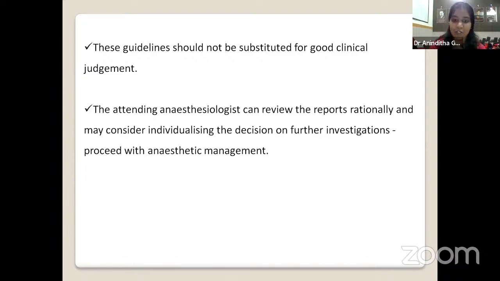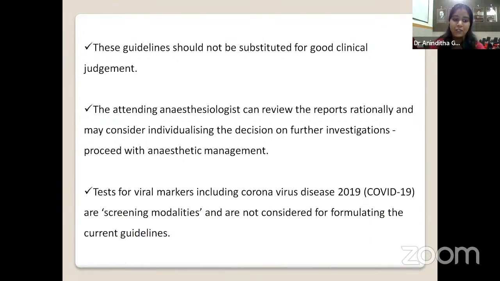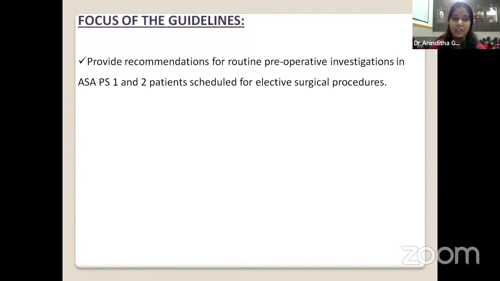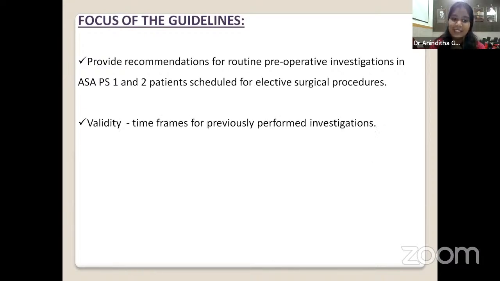And the attending anesthesiologist can review the reports rationally and may consider individualizing the decision on further investigations to proceed with management. So tests for viral markers like coronavirus disease, etc., are screening modalities and not considered for formulating the current guidelines. So what is the focus of the guidelines? Provide recommendations for routine preoperative investigations in ASA physical status 1 and 2 patients scheduled for elective surgical procedures, and validity timeframes for previously performed investigations.